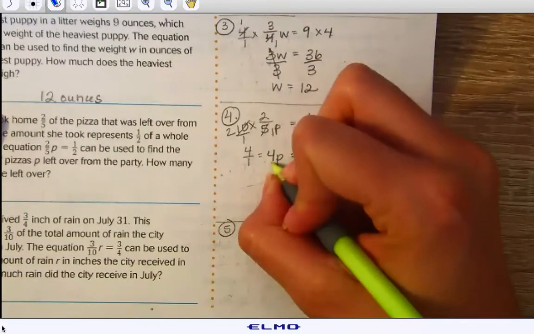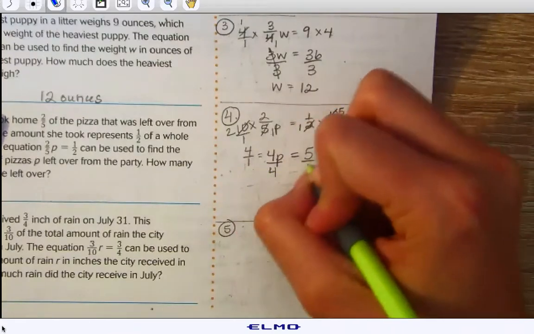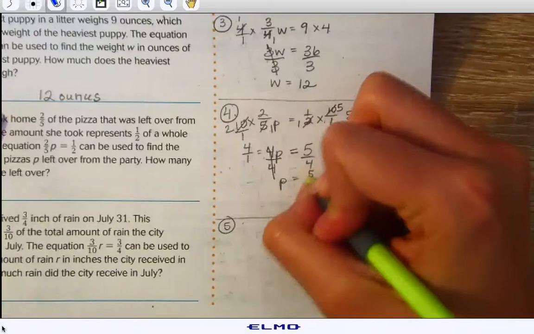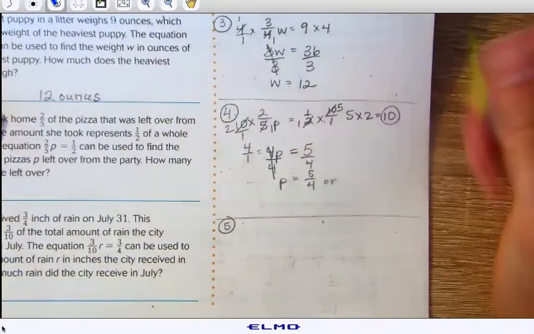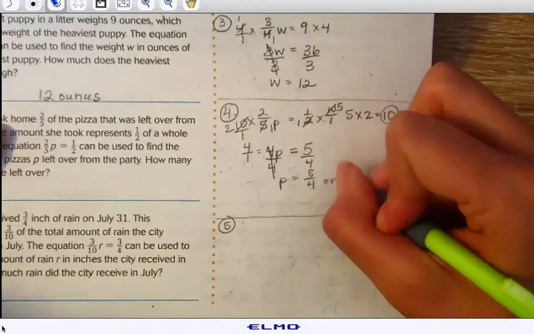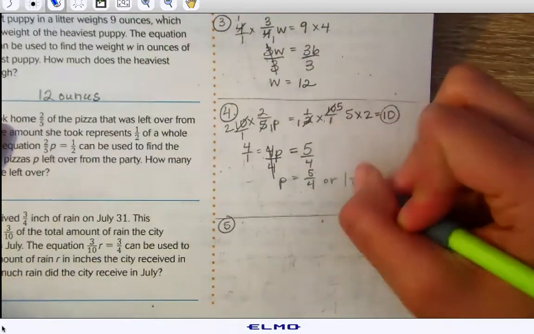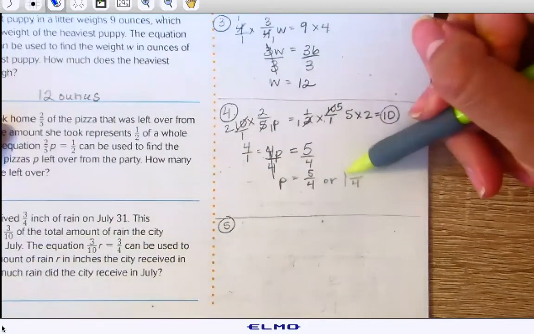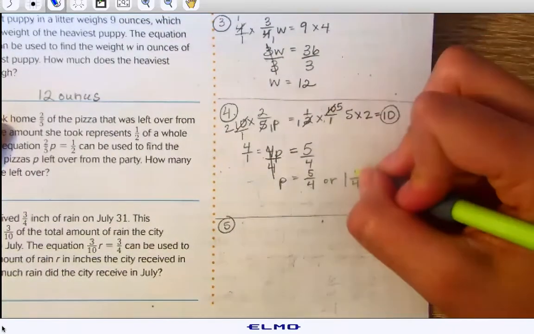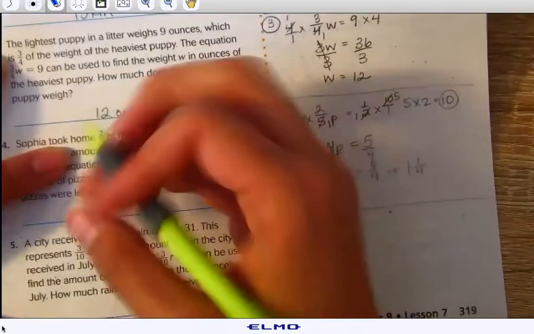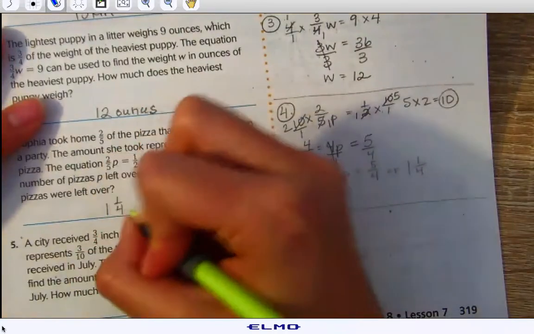In order to get p by itself, I'm going to divide by 4 on each side. P is going to equal 5/4, or we need to change that to a mixed number. So 4 goes into 5 1 time, keep the denominator the same. 4 times 1 is 4, plus 1 is 5.